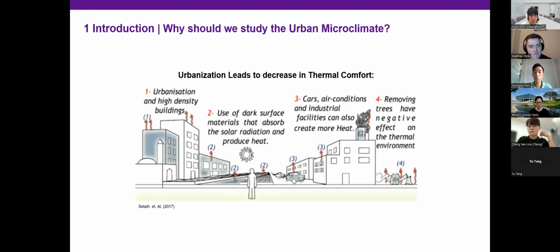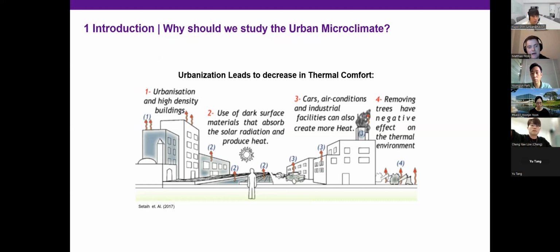To quickly also go over what kind of factors can exacerbate urban heat islands. Of course, as mentioned, if you replace natural resources with artificial ones, you would normally replace or cut down vegetation, which normally comes with shading, latent heat flux or evaporative cooling and so on. If you remove that, your urban area will decrease in thermal comfort.